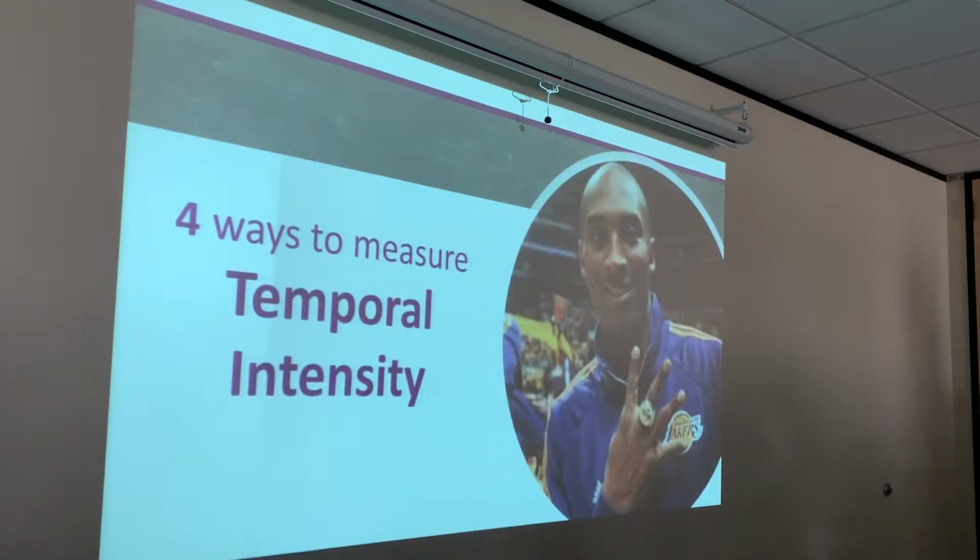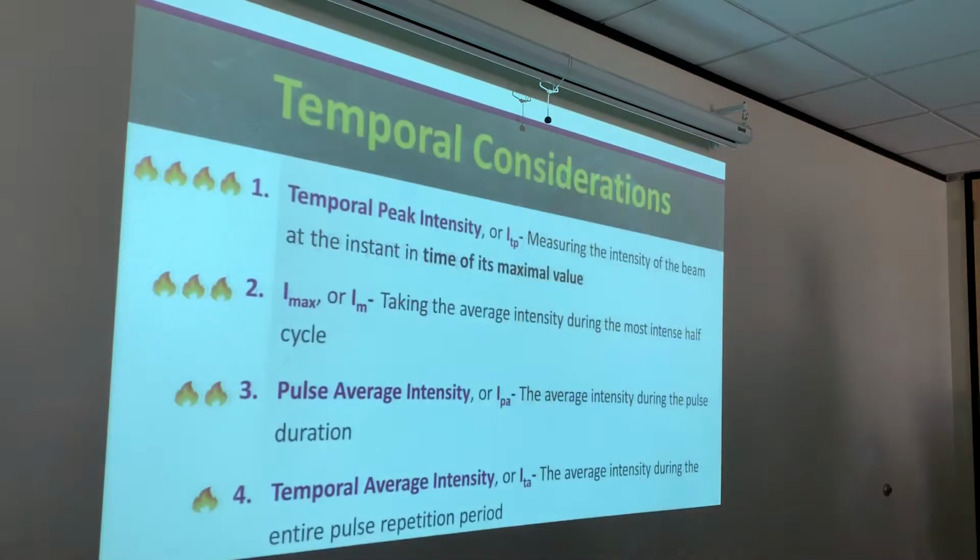All right. So there are four ways to measure temporal intensity. The first one would be temporal peak intensity, or ITP, okay? Measuring the intensity of the beam at an instant in time of its maximum value. And I'm not saying that I know where that is in every single beam, right? That's up to the manufacturer. They're going to measure this beam in different spots in time. Normally, it should be closer to the source, right? It shouldn't be distal to the source. It's probably going to be a lot closer to the source, okay? And that's what we're going to measure: the intensity of the beam at the instant in time of its maximum value.